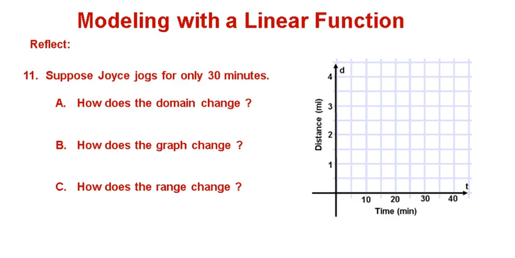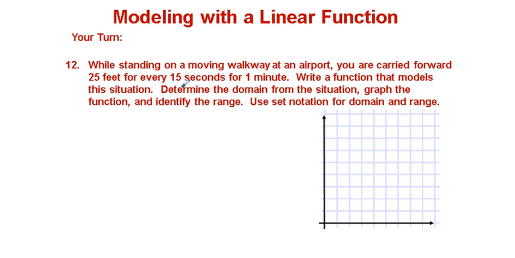Next, suppose Joyce jogs for only 30 minutes. So then it asks you to change. I'm not going to do this. You can go back and look at that. I'll just let you do that. Modeling with linear function. While standing on a moving runway at an airport, you're carried forward 25 feet for every 15 seconds for a minute. So just work this out. Use set notation. I'm not going to do this at this point. You might be able to do this in class.